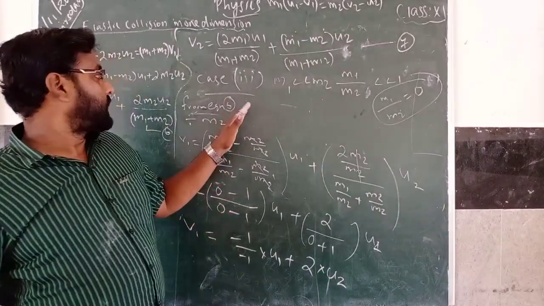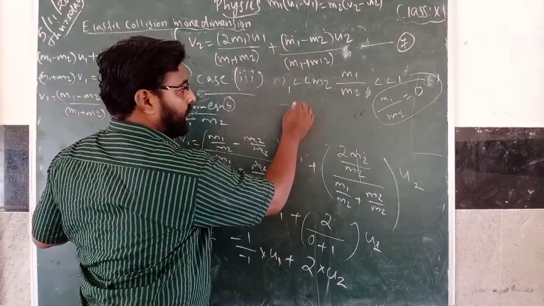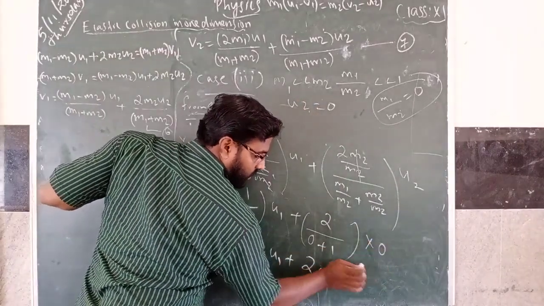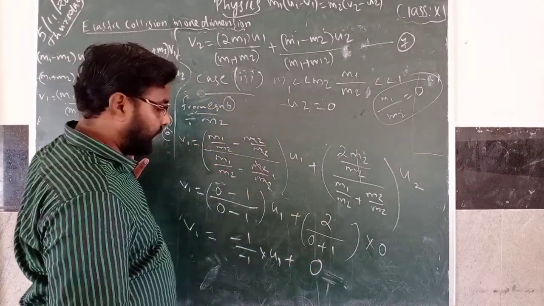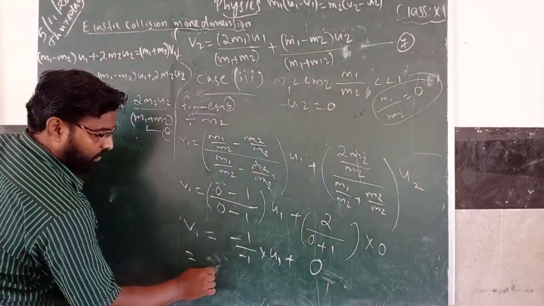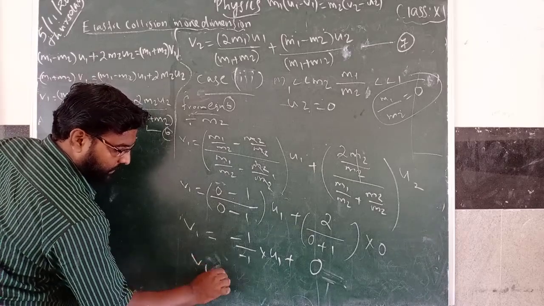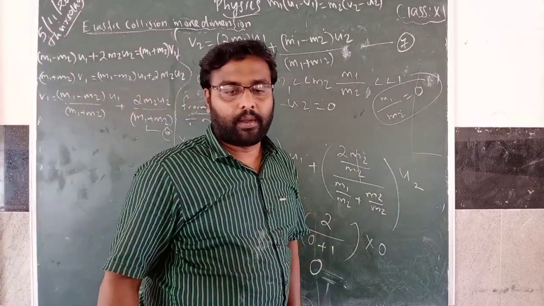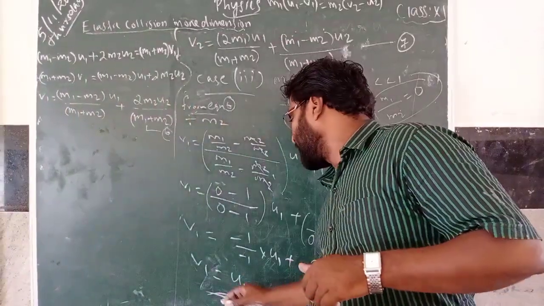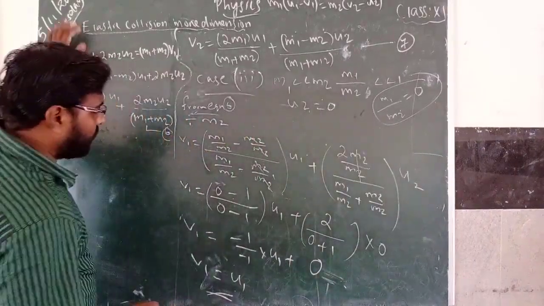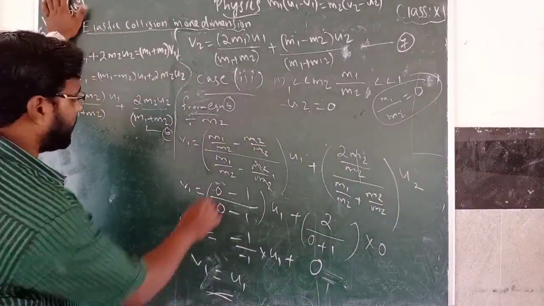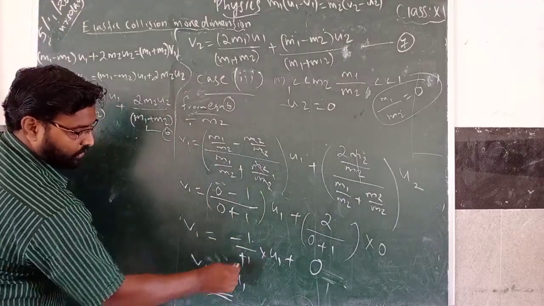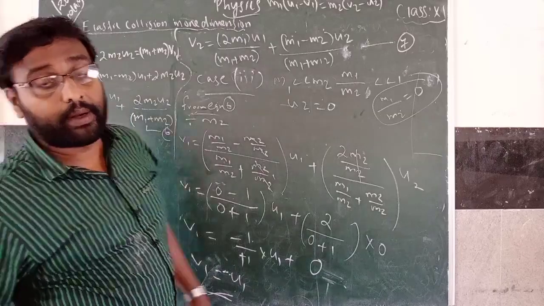You see, in this case 3, one more case is there: U2 equal to 0. U2 is 0 means the whole term becomes 0, so remaining only minus 1. So what will you get? V1 is equal to minus 1 into U1, so minus U1 we will get.